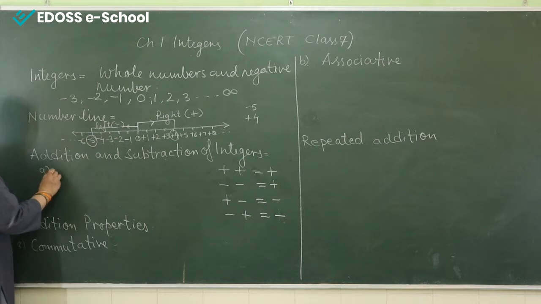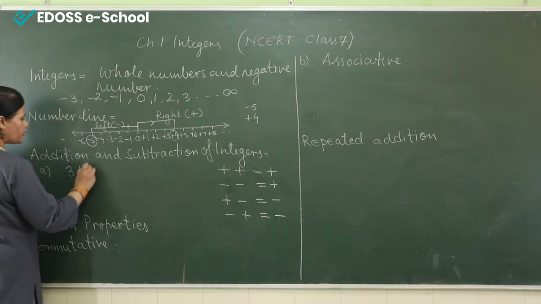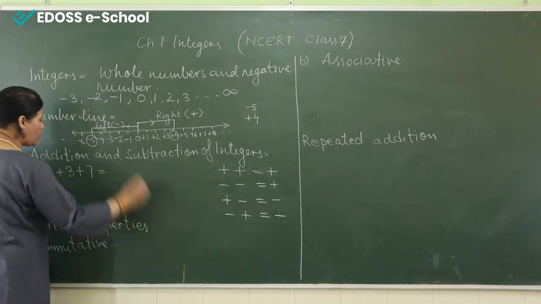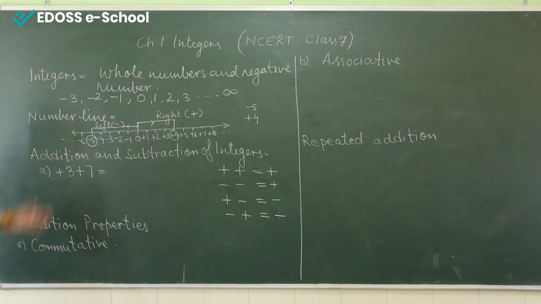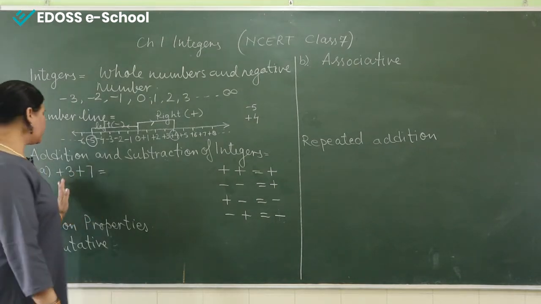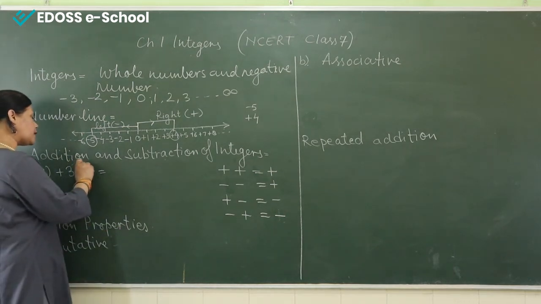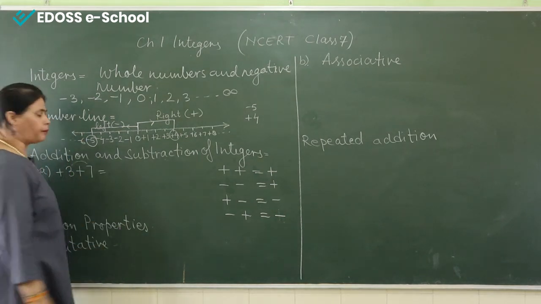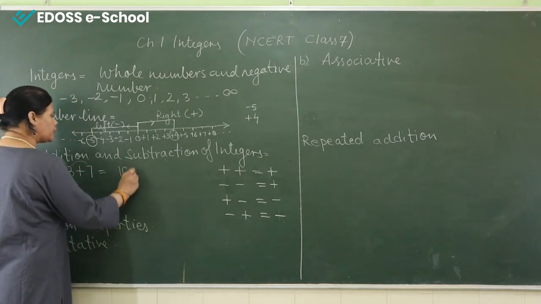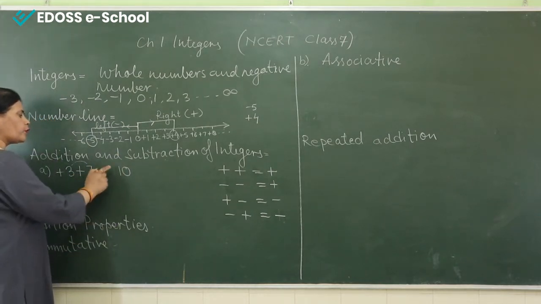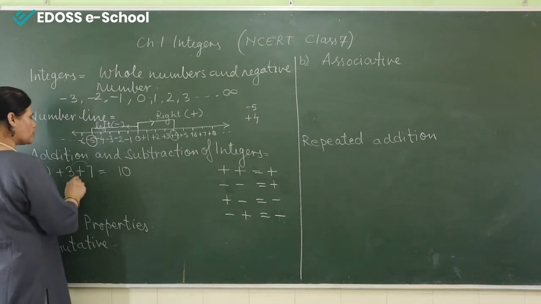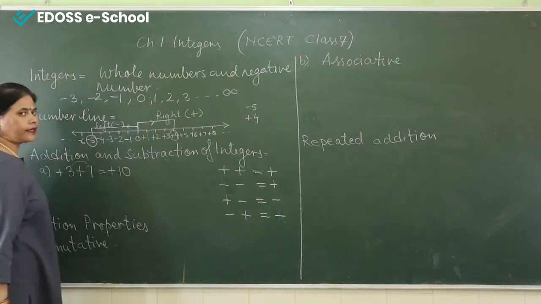If I am asking 3 plus 7, both the integers are positive. So first of all, here it is plus plus plus. It means you have to add the numbers. So 7 plus 3 is 10, and here you put the sign of the greatest one. This is plus, so you write down plus.